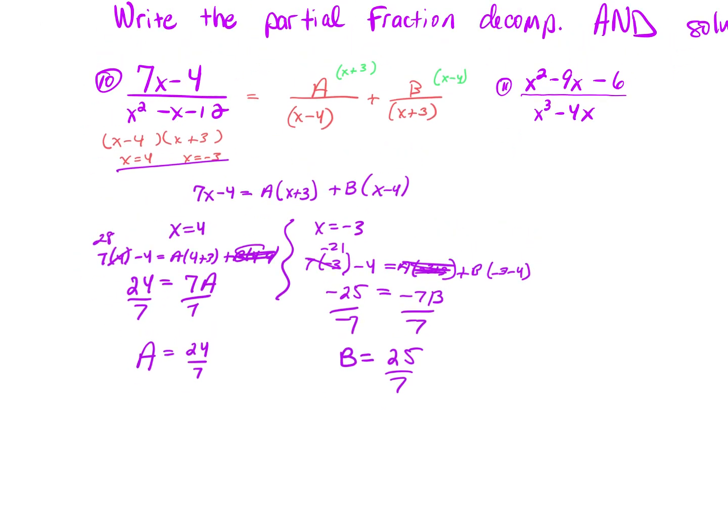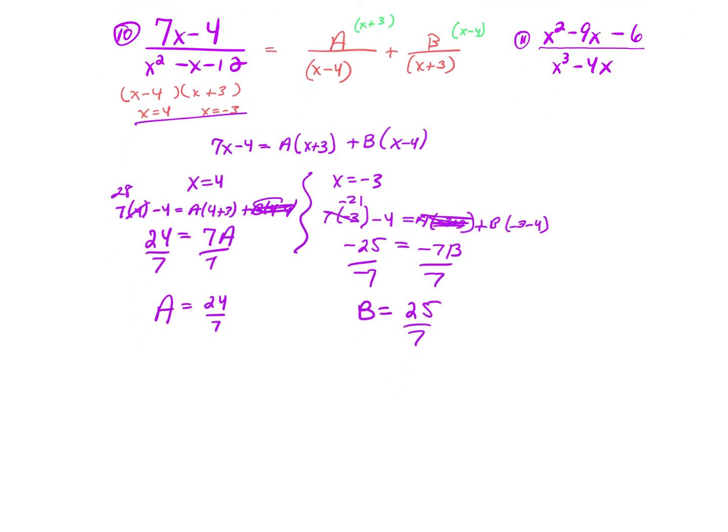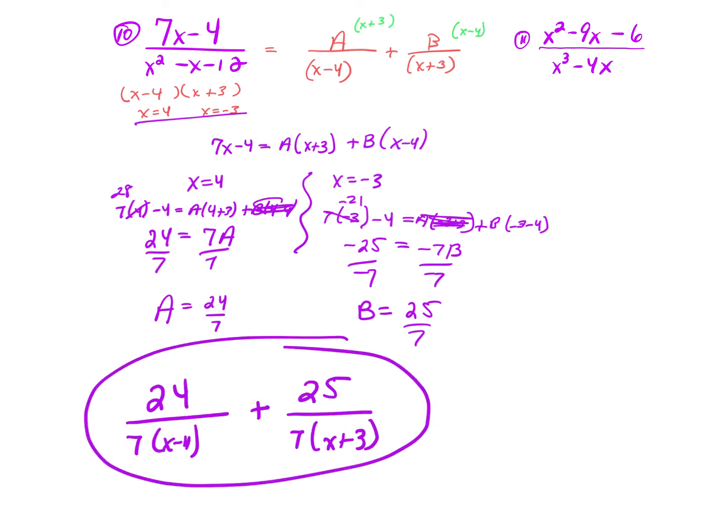Almost. Last thing I have to do is replace A with 24 over 7. Remember, it's 24 on top and 7 where? In the denominator. So I have x minus 4 next to it, plus 25 on top and 7 in the denominator, x plus 3 next to it. And that is your partial fraction decomposition.